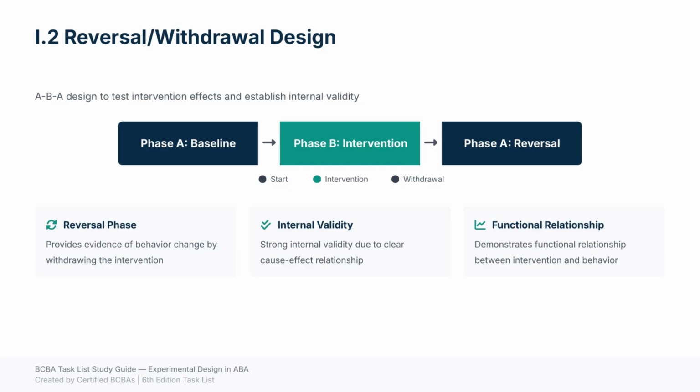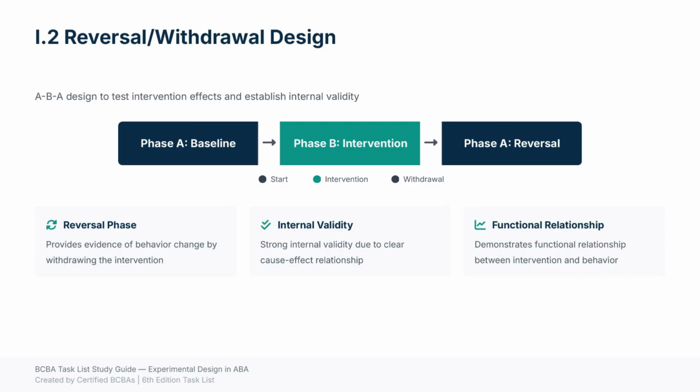One of the most powerful experimental designs in ABA is the reversal design, also called the withdrawal design. The classic structure is ABA. The first phase, A, represents baseline. The second phase, B, introduces the intervention. The third phase returns to baseline conditions by withdrawing the intervention.